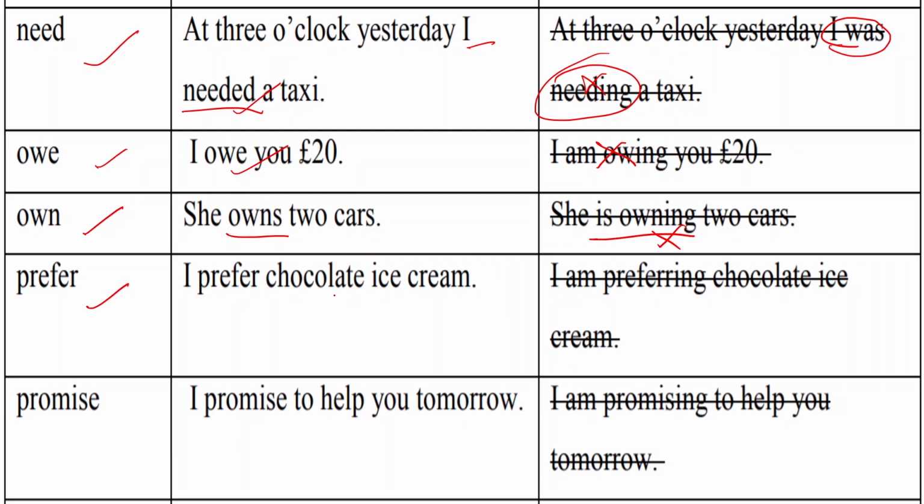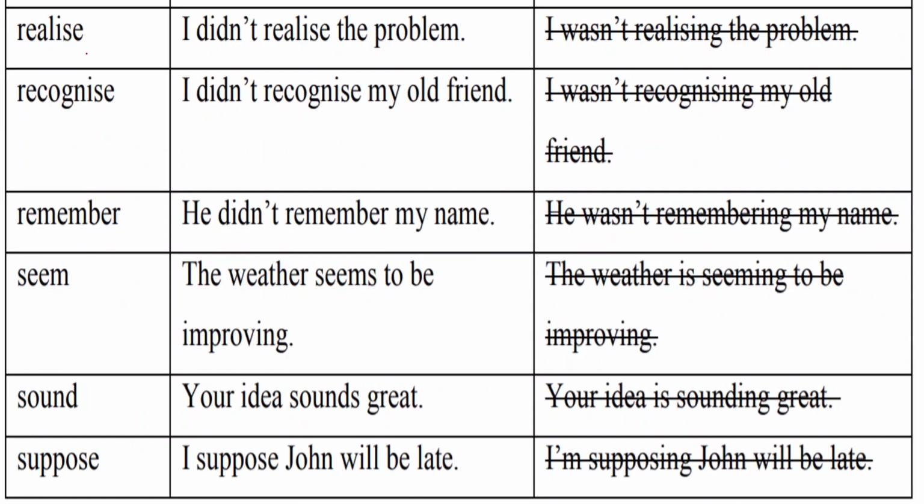Prefer. I prefer chocolate ice cream. Not I am preferring chocolate ice cream. Promise. I promise to help you tomorrow. Here, promise. Not I am promising. Then realize. I did not realize the problem. Not I was not realizing the problem. Then recognize. I did not recognize my old friend. I was not recognizing. Wrong.